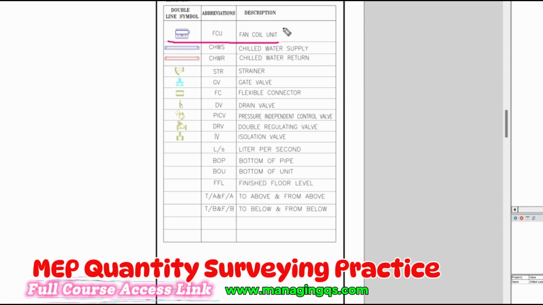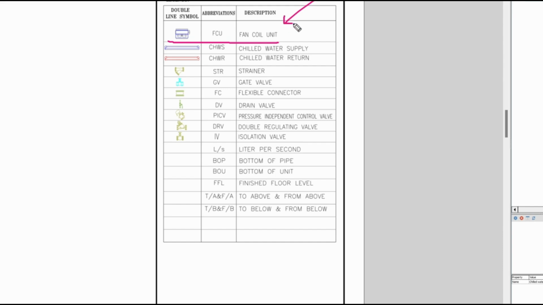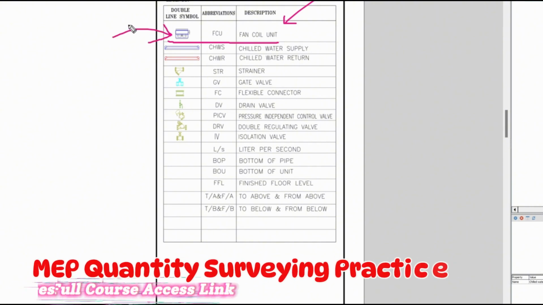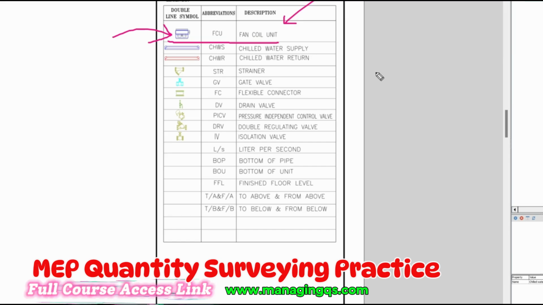FCU, we know very well, we discussed it very deeply in the HVAC system. Now the chill water supply and return system is also involved with this FCU, but this quantity is already taken. So in this system we are not taking the quantity for the FCU, so be very careful about this point.